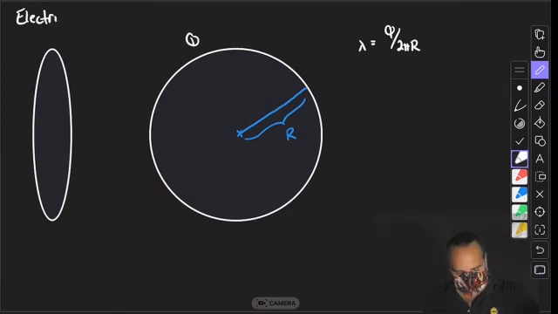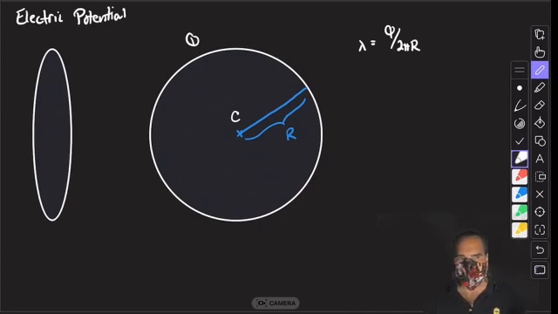Electric potential. Because the electric field at the center is 0. I think we can all say that without having to do any work, right? So when we're looking at the center, the electric potential is not going to be 0 at the center.